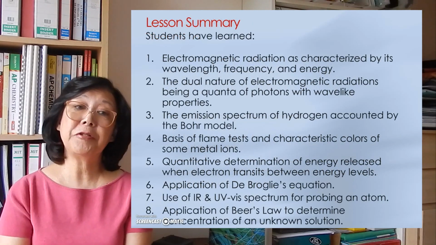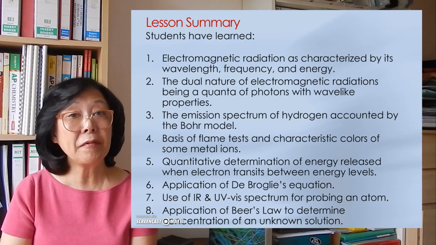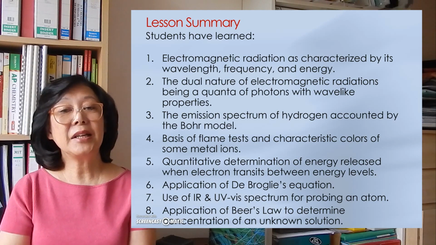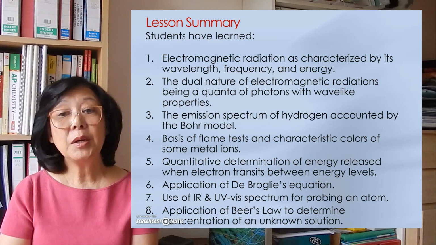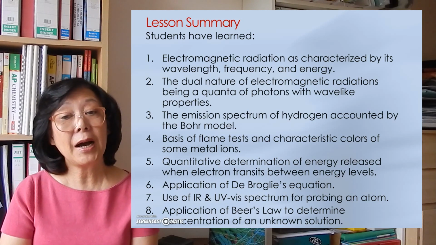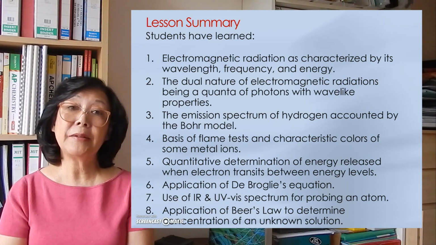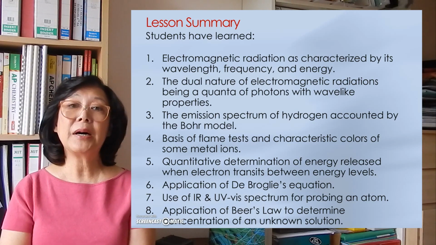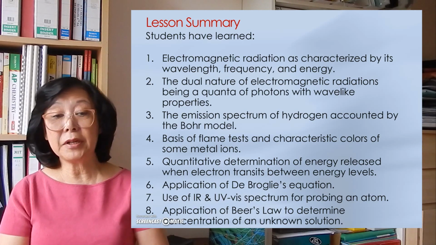So to sum up what we have learned today, 1, we learned that electromagnetic radiations are characterized by wavelength, frequency, and energy. 2, we understand that there's a dual nature in radiation. They act as a quanta of photons with wave-like properties. And we also examined the emission spectrum of the hydrogen accounted by the Bohr model. And we also looked at various flame test colors. And we also calculated the energy that's given off when electron goes from one energy level to another energy level.